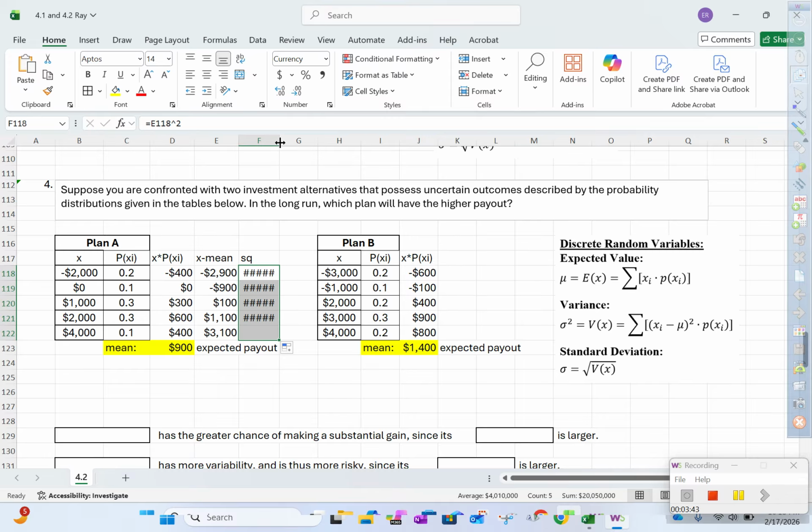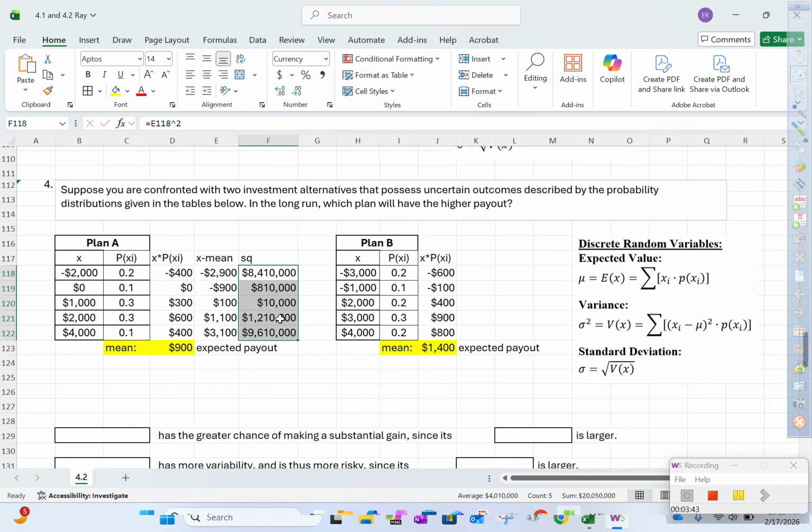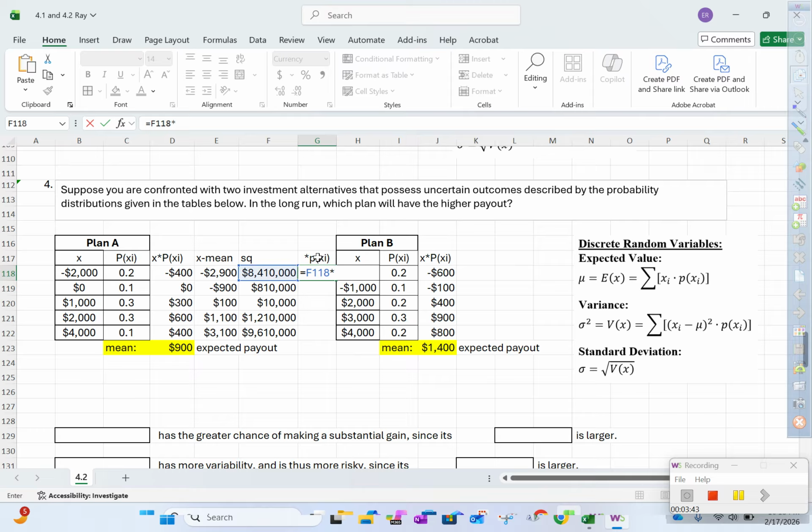Those pound signs there just mean my column's not wide enough to take care of that big number, so we can just extend that out. And then finally, we're going to take our squares and multiply them by the probability. We do want to be very careful. We're taking our squares and multiplying by P of xi, the original, not the X times P of X. So just that 0.2. And then we're going to drag that down as well.